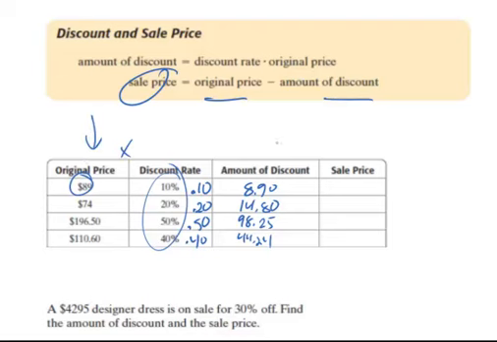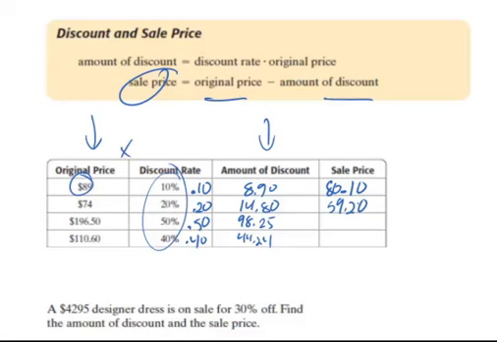I'm going to take this number here and subtract that number there. So if I take $89 minus $8.90, I now have $80.10 here. If I take 74 minus $14.80, I have $59.20.